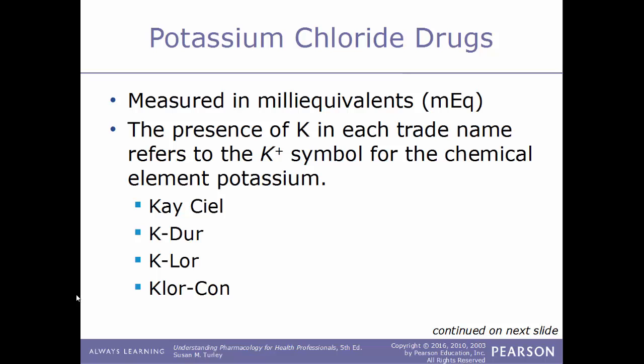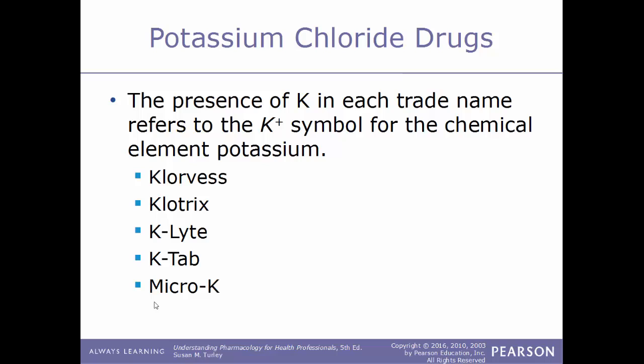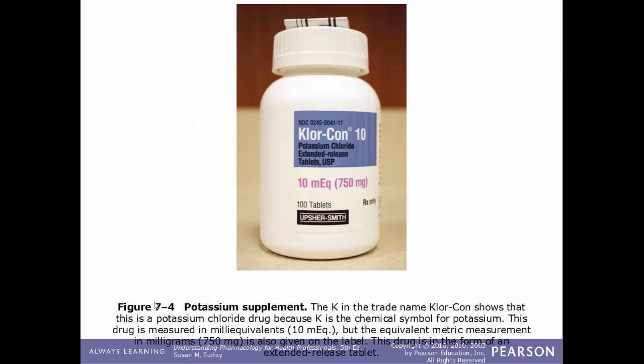Some common drugs that fall under this category: K-Sol, K-Dur, K-Lor, and Klorcon. Some other examples: Klorvess, Klotrix, K-Lyte, K-Tab, and Micro-K. And again, the letter K is present in all of these. In this image, we have an example of a bottle of Klorcon. And on the bottle, you'll see the dosage, which is 10 milliequivalents, or 10 MEQs, and that is equal to 750 milligrams.